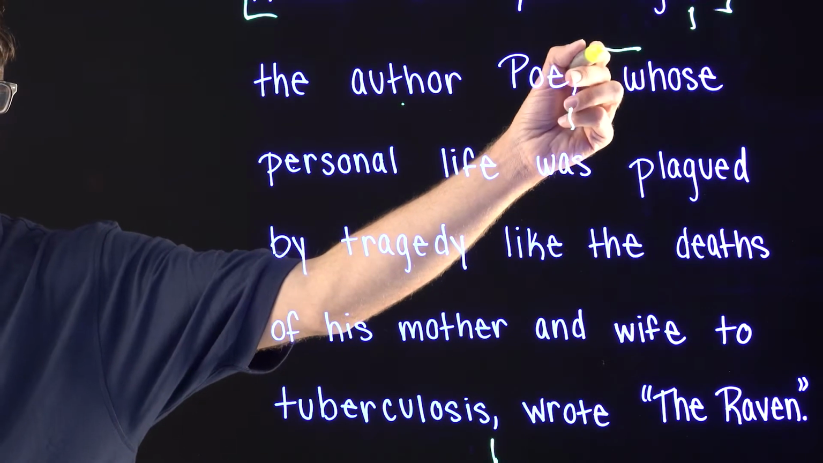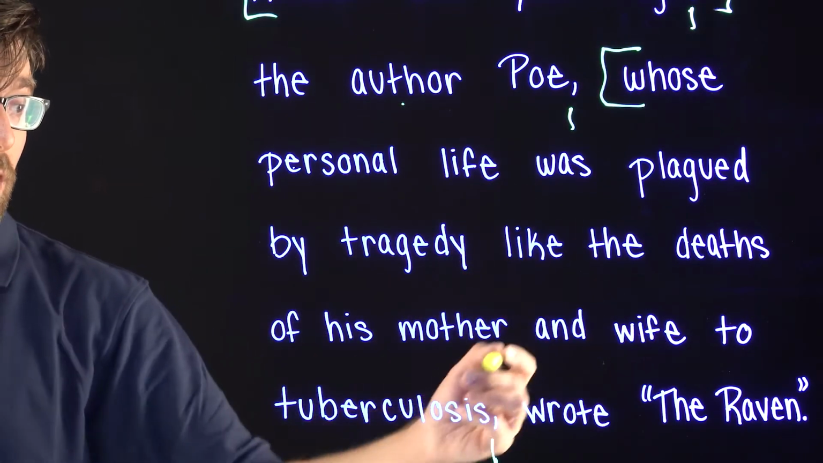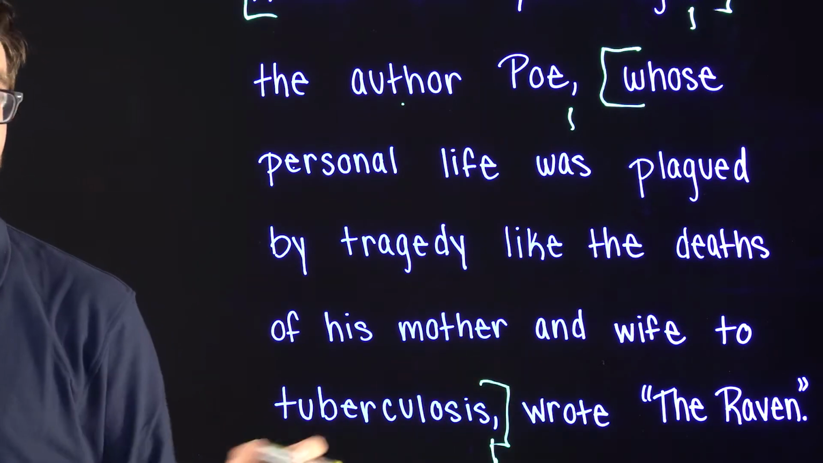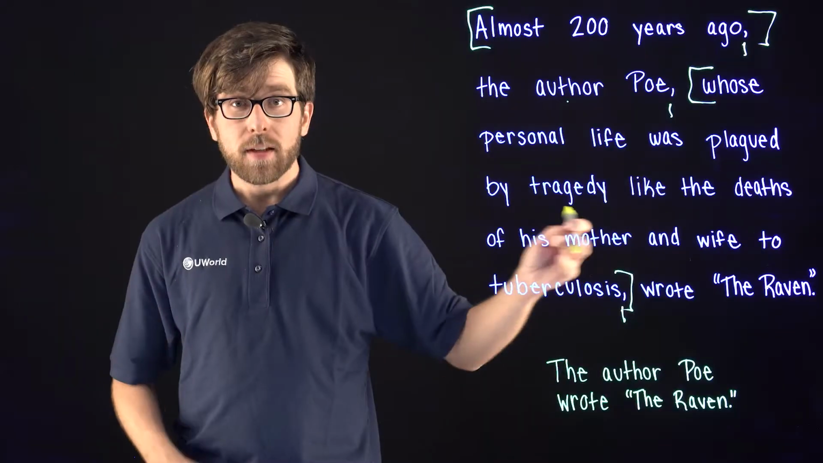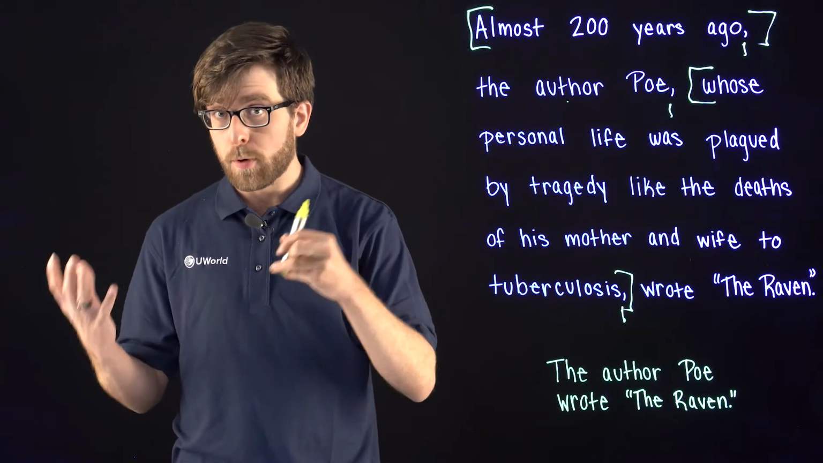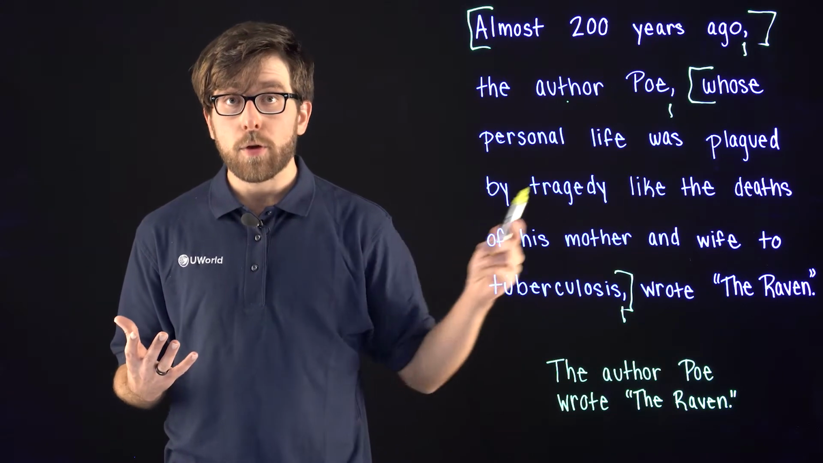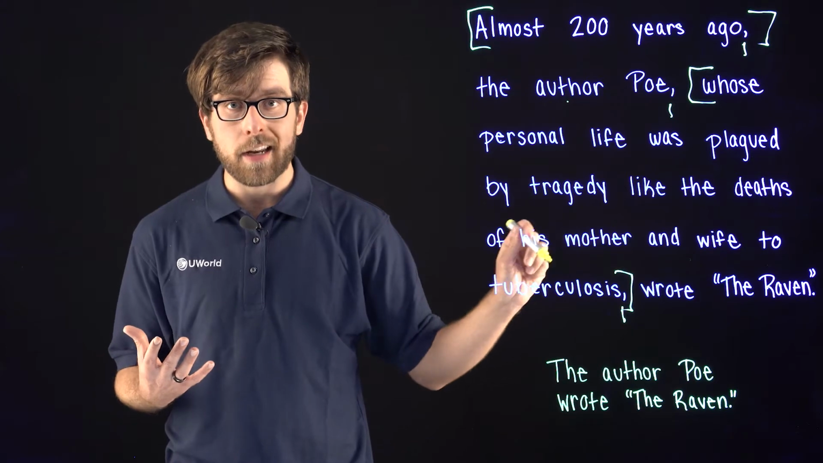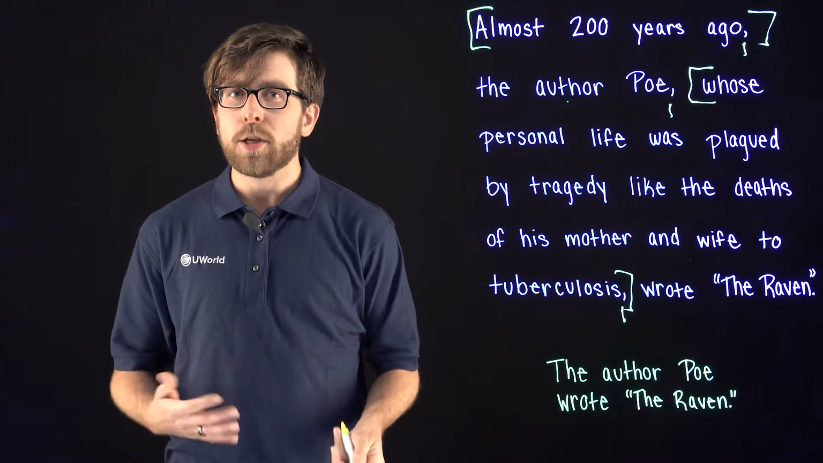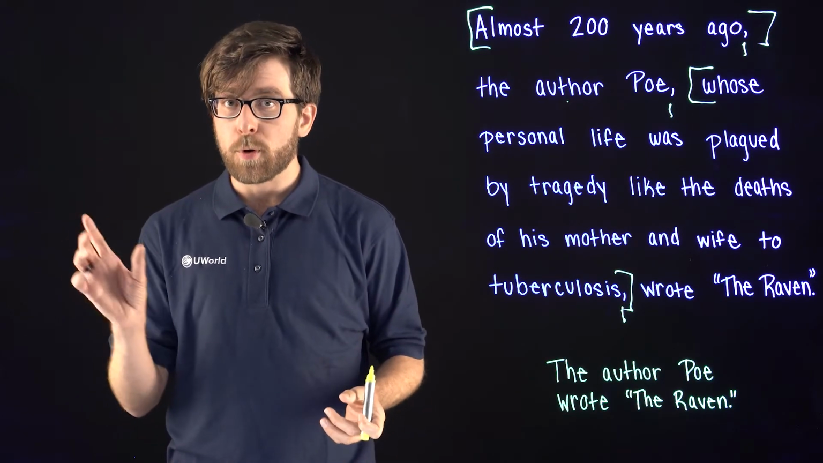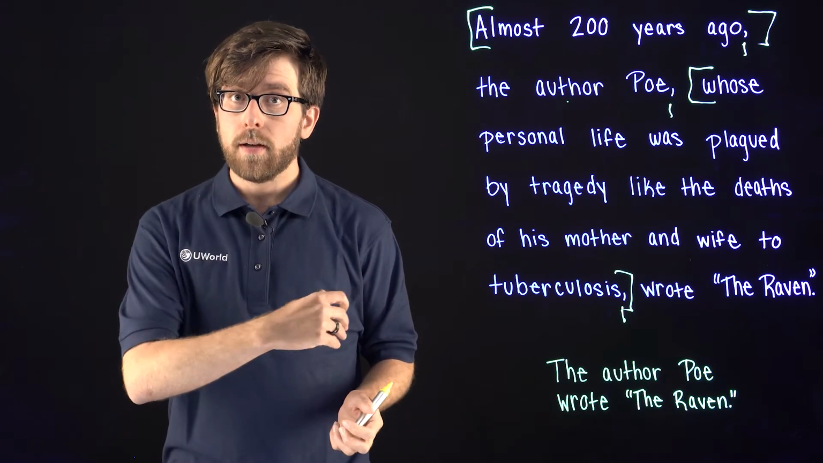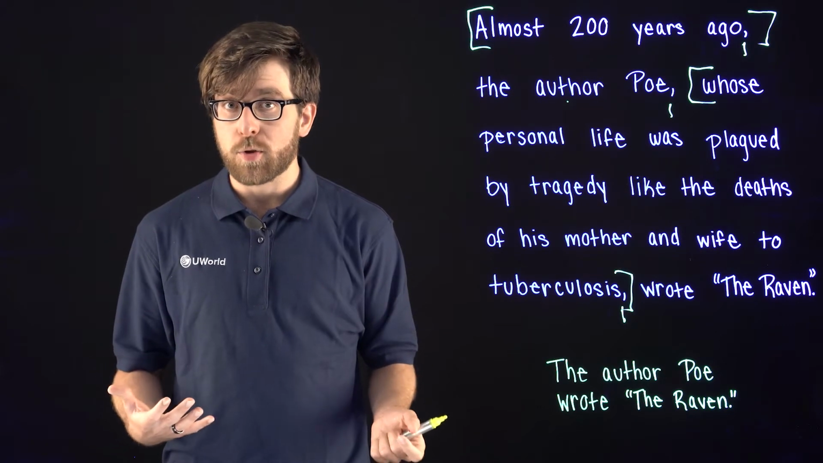Next, we have this kind of long phrase, or this long clause, whose personal life was plagued by tragedy, and some information about that tragedy. Does sound like a complete thought. You say personal life was plagued, that's a subject and a verb, we've got a complete clause here. The whose, though, marks it as dependent, not independent. And what that means is that you couldn't just write whose personal life was plagued by tragedy, period, without having other information this is describing.